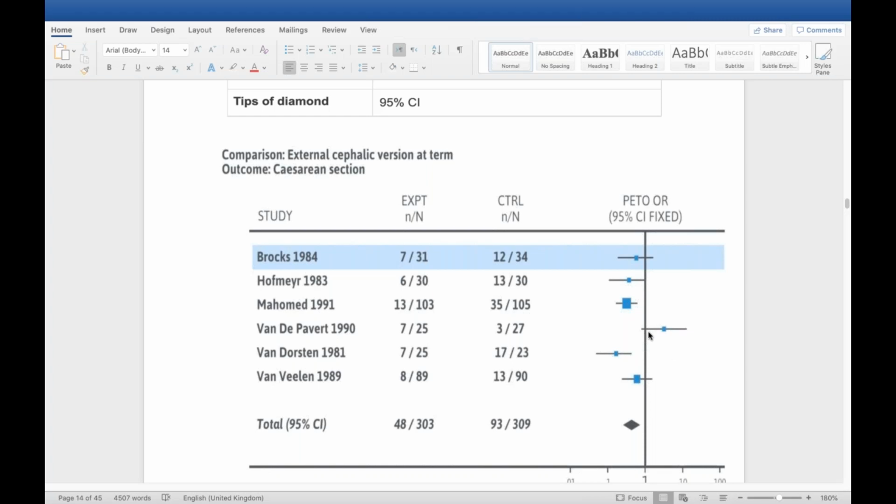Okay? On this occasion, you'll find your study touching this vertical line. This study will not be that significant. It will not be statistically that significant. You still weigh it, you give it a weight in your meta-analysis, but it's not that significant. The significant study is not touching this line. There is no overlap between the two groups, okay?